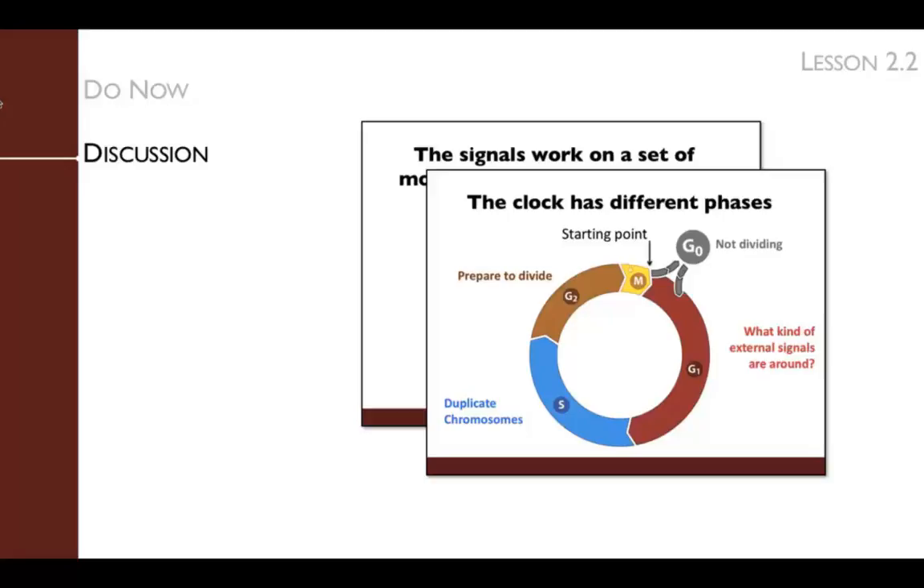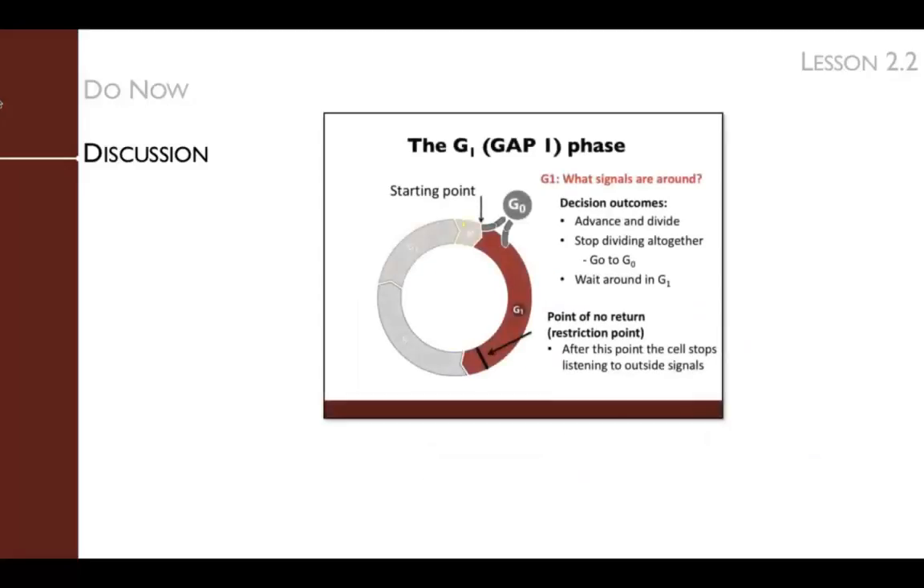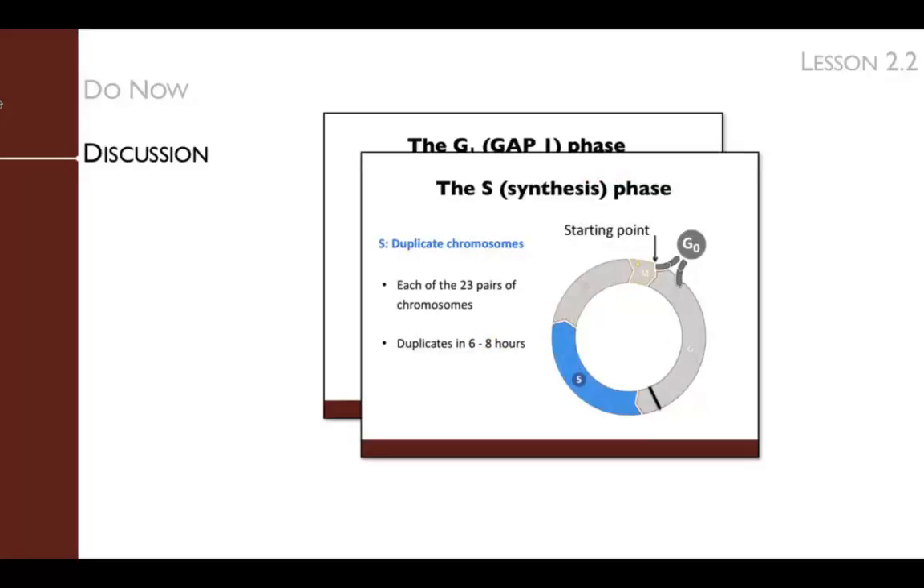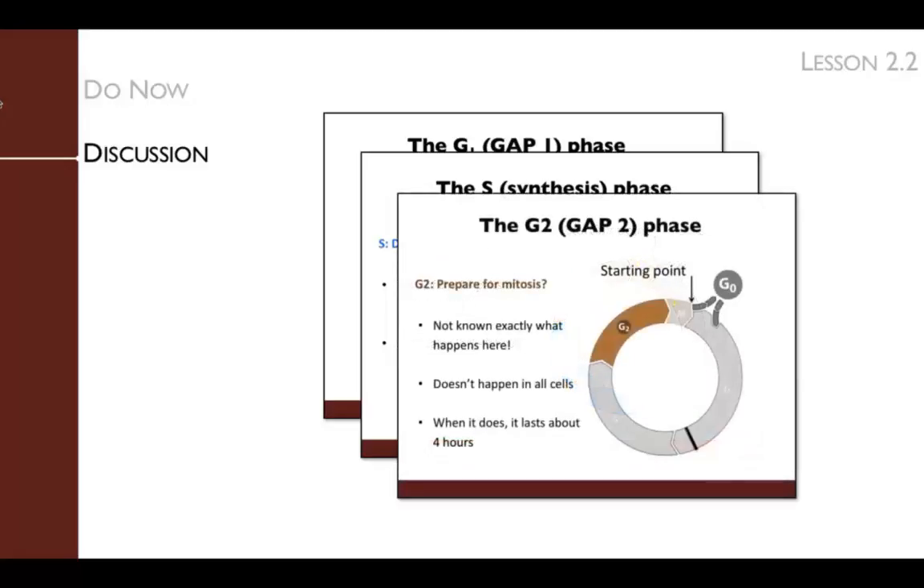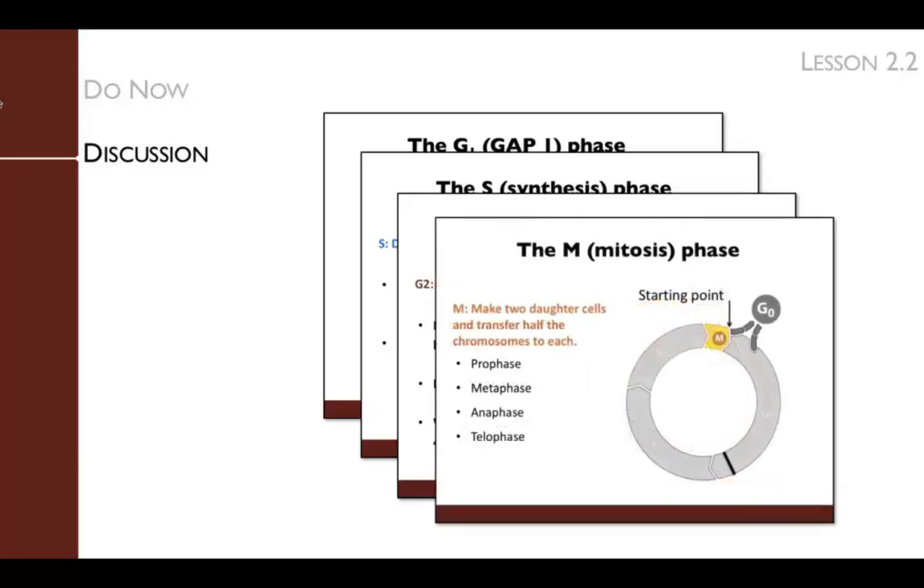Next, we zoom into each of these phases, starting with the G1 or gap 1 phase. Here the cell is looking for signals from the environment to determine what it should do. If it receives start signals, it will move on to the S phase or synthesis phase. Here the cell duplicates its chromosomes. Next, cells go into the G2 or gap 2 phase. Not very much is known about the details of the G2 phase, but we think that during the G2, the cell is preparing for mitosis, which is when the cell divides into two daughter cells.